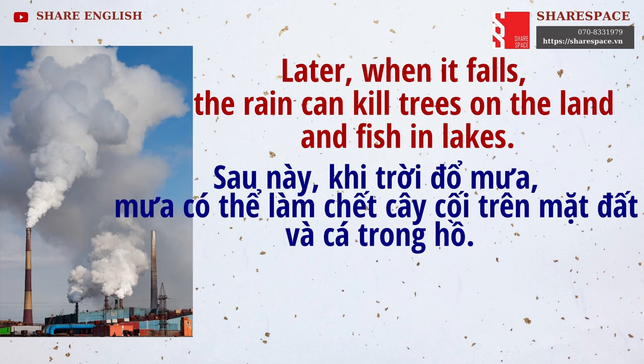Later, when it falls, the rain can kill trees on the land and fish in lakes.